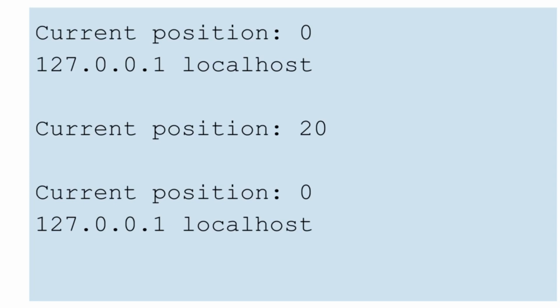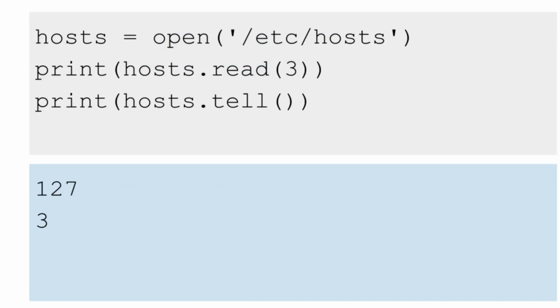using the read method. The read method can accept the number of characters to read. This example displays the first 3 characters of the host file. In this case, the first 3 characters are also the first 3 bytes. When we call the tell method on the file object, it reports that we are at position 3 in the file.